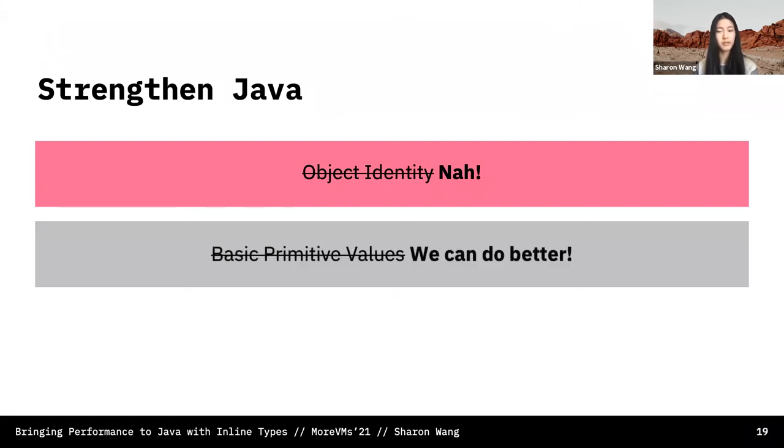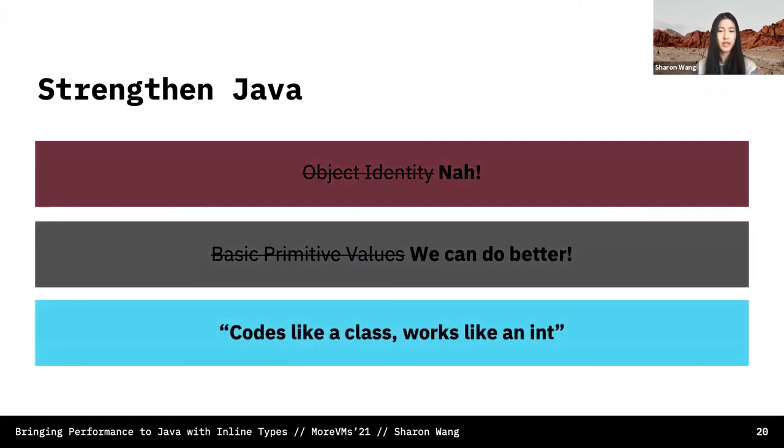And we can do better. So that's where inline types come in, like a sort of hybrid between primitives and traditional objects that codes like a class, giving us the flexibility to define fields and other aspects, but works like an int in terms of how it's stored in memory, inline.